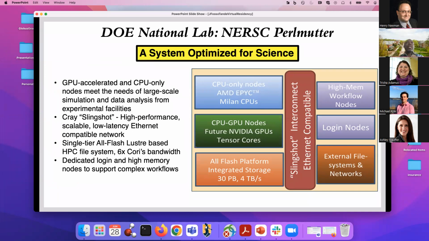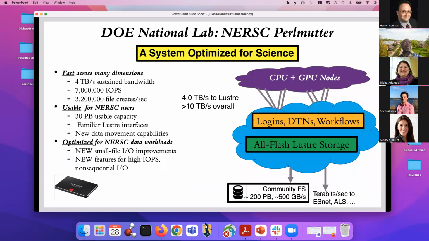It has GPU-accelerated and CPU-only nodes to meet the needs of large-scale simulation and data analysis. It has a Cray Slingshot high-performance, scalable, low-latency Ethernet-capable network, and a single-tier all-flash Lustre-based high-performance file system. So equally, just as Cori, Perlmutter follows in the line of Cori, which is optimized for science.